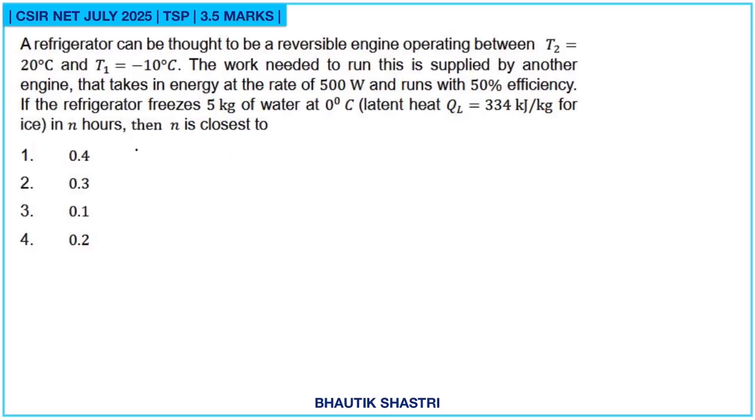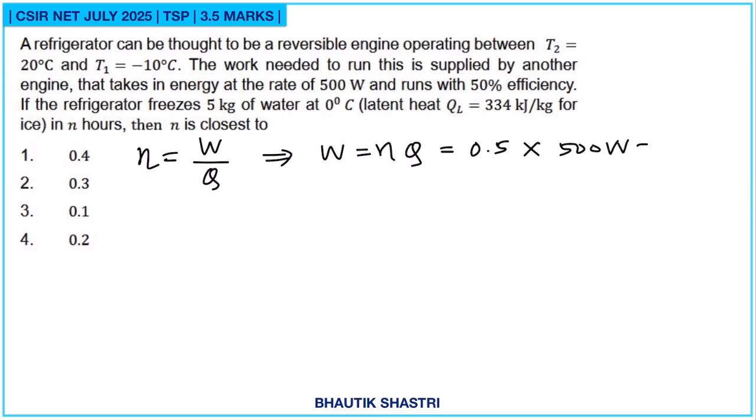Now what will be the work done? Now we know efficiency is equal to work done upon heat input. So work done will be eta into Q, and here eta is given 50%, that is 0.5, into input, which is 500 watt. So this is 250 watt.